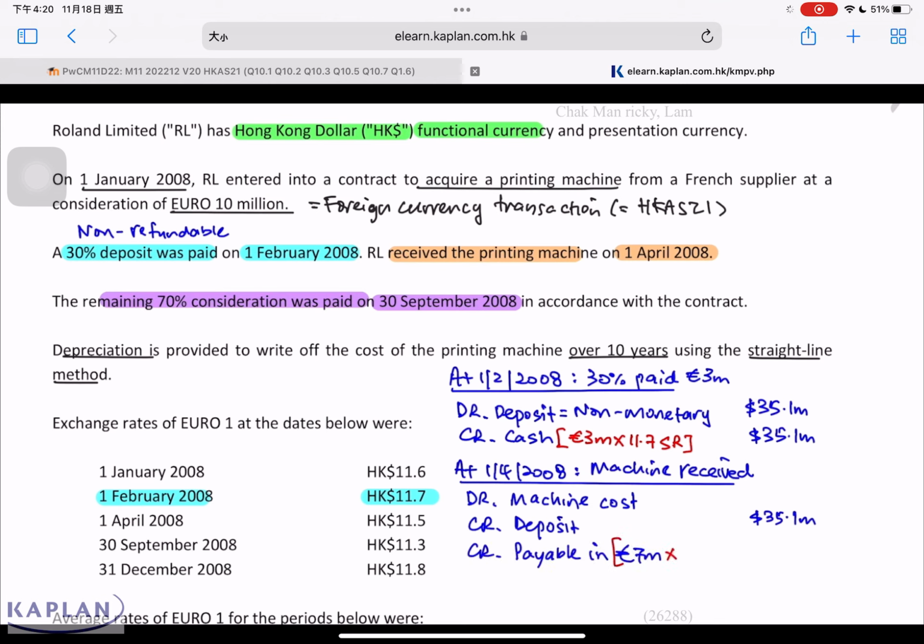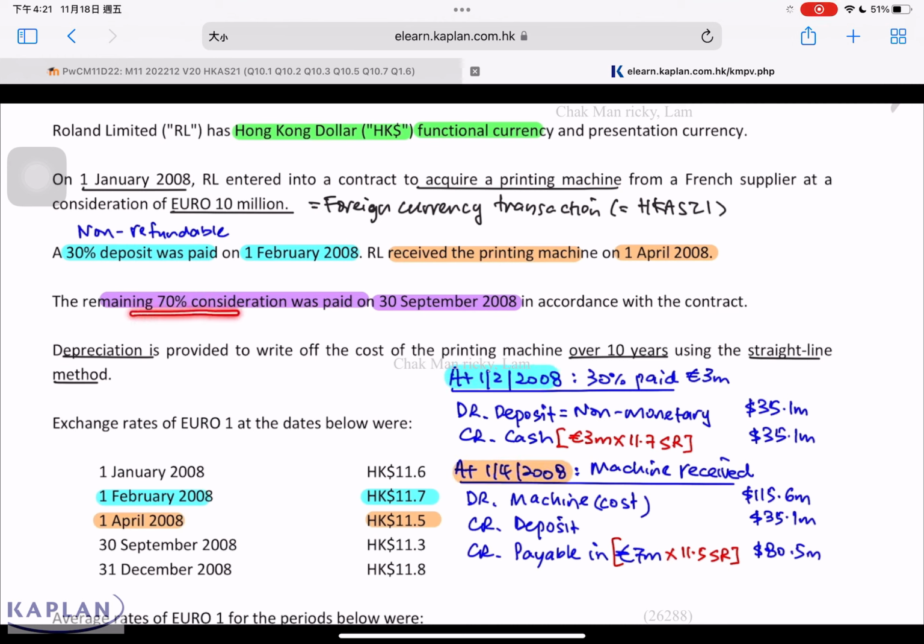Initially, it will be recorded at the spot rate. The spot rate on this date, 1st April, is 11.5. 7 multiplied by 11.5 equals 80.5, plus 35.1. The cost of this machine should be equal to Hong Kong dollar 115.6. This is 1st February. This is 1st April.